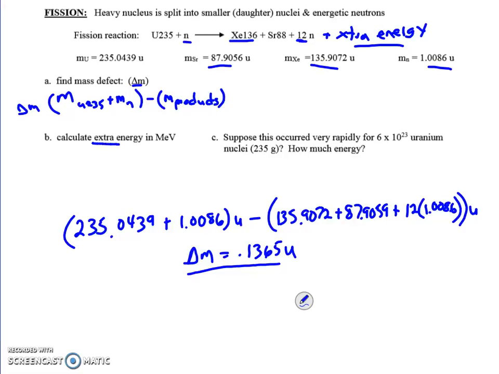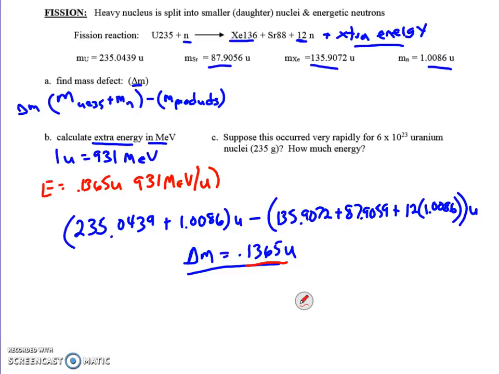So now let's calculate the extra energy in MeV. Well, we know 1 U of mass loss is 931 MeV. So in this particular problem, our energy is going to be 0.1365 U of delta M from down here, multiplied by 931 MeV per U. And if we multiply those together, we get roughly 127 MeV. Okay? And that's how you do that.